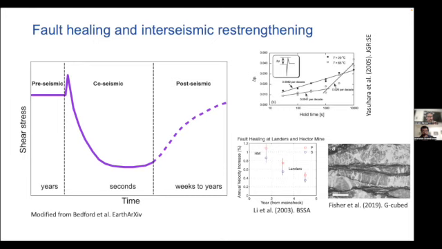Particularly for those in the audience who weren't in Tamara's talk last week, I want to give a very brief primer on fault healing and restrengthening between earthquakes. On the left-hand side here, maybe you can see my cursor, is a cartoon of shear stress evolution over time, in the simplest sense.